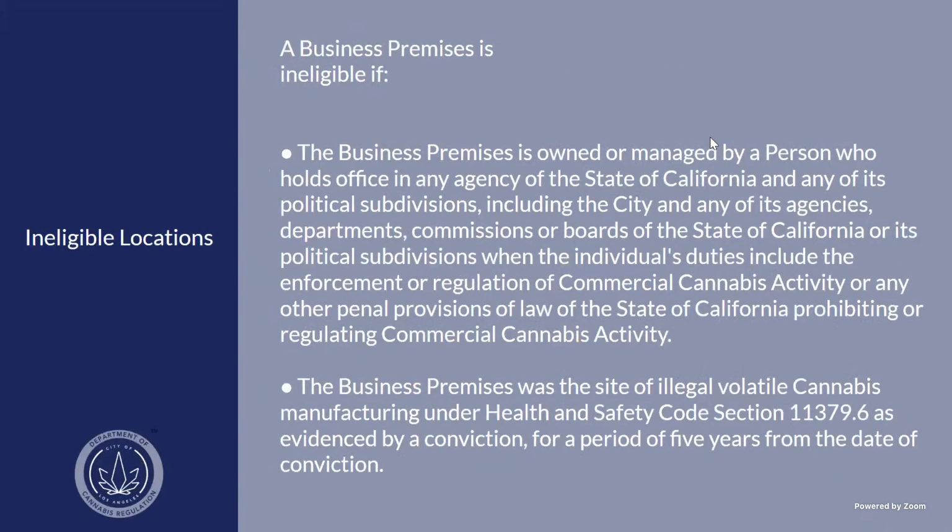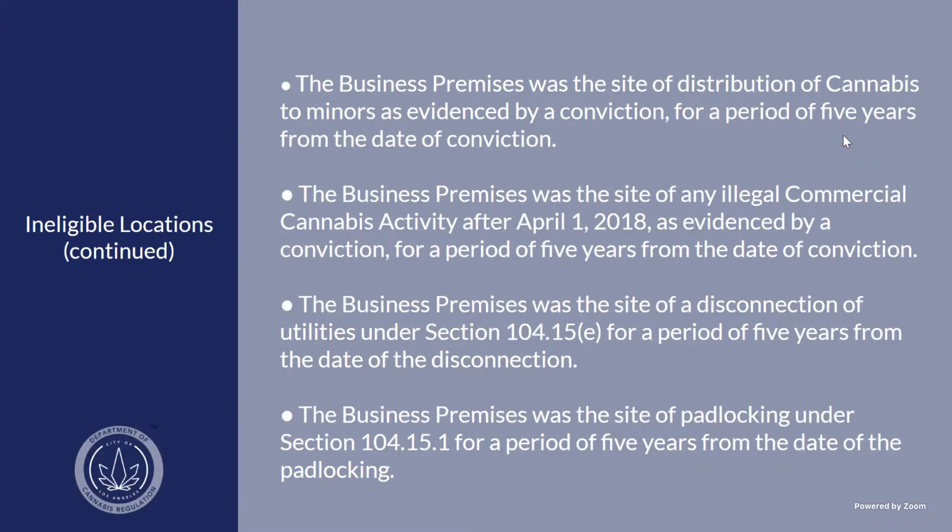So business premises are ineligible if they're owned or managed by a person who holds office or agency in the state of California or any of its subdivisions. The business premises was the site of illegal volatile cannabis manufacturing under Health and Safety Code 11379.6. It was the site of distribution of cannabis to minors. It was the site of illegal commercial cannabis activity after April 1st of 2018. It was the site of a disconnection of utilities under LAMC section 10415E. It was the site of padlocking under 10415.1.